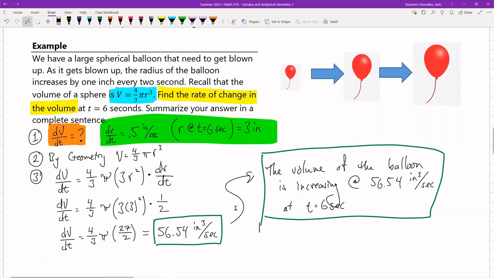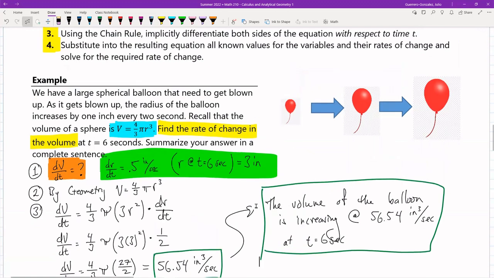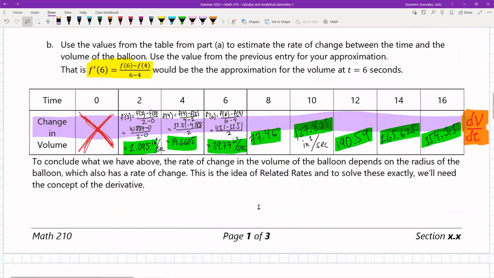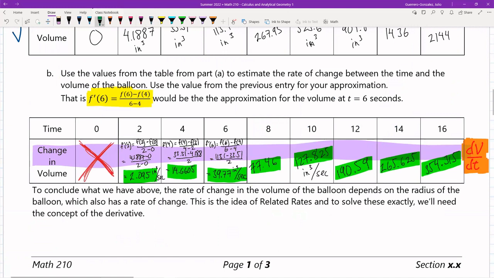Okay, so just for kicks and giggles, let's go back up here to our table at 6 seconds. There are only a couple of readings around 6 seconds that we can use. The change from 2 to 4 was 14. The change from 4 to 6 was about 39. And the change from 6 to 8 was 77. You guys see that? So our answer of 56.54 is not too far off.